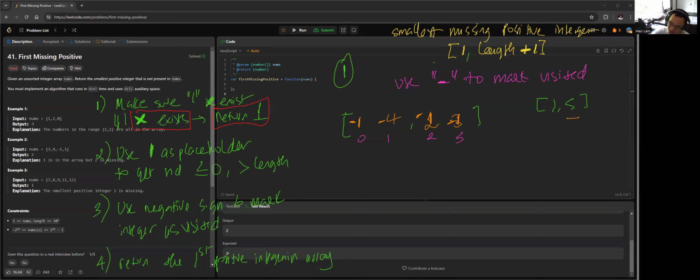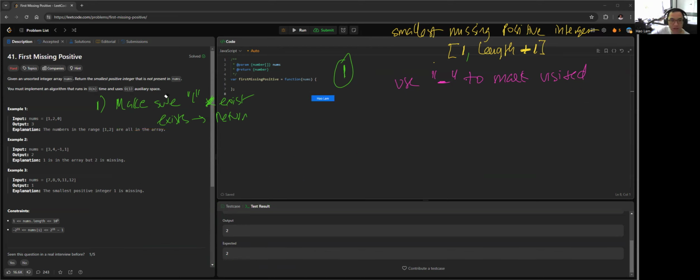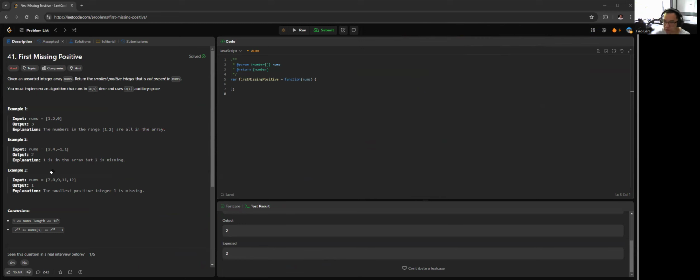Okay, and yeah, we can combine these two steps together, right? We don't need to use two for loops. We can set a flag, and after the loop, if we cannot find the one, we can just return one, right? These two steps can be combined into one loop. It's gonna save us some time there. So yeah, let's code this up.